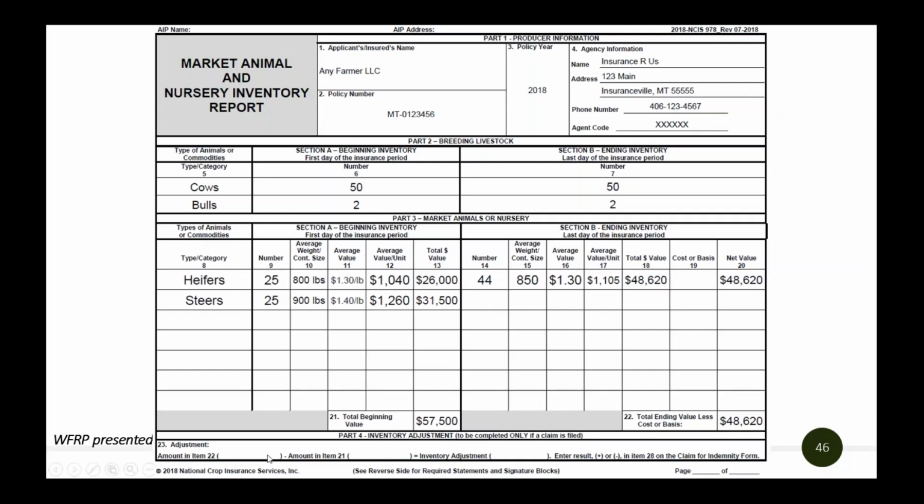So let's look at our numbers. We're going to be down here on the bottom of the form. So we're going to take our ending inventory minus our beginning inventory, and this is the amount of adjustment for our claim. So you can see, if we didn't have this form and have the information on this form, the inventory adjustment would not be done, and we would be understating your claim by $8,800. So this really brings together the importance of thoroughly documenting what's happening on your farm.